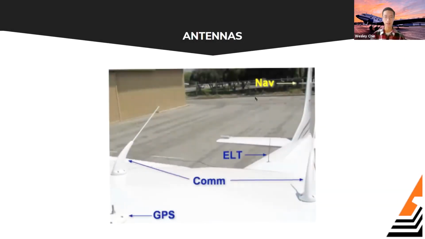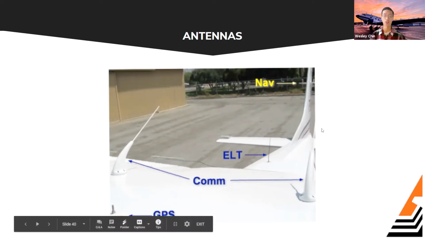And I also found this other diagram online that, again, is a good overview of your antennas if you're not too fresh on that. So you've got your ELTs, your comms over here, and right on top is for your GPS over there.